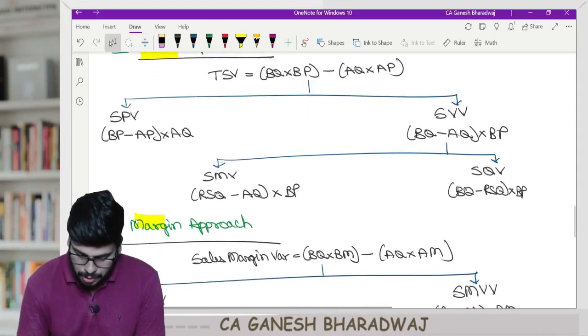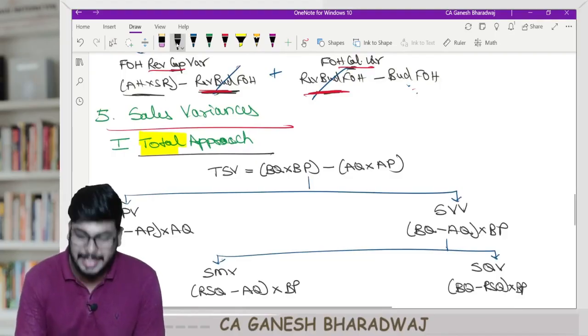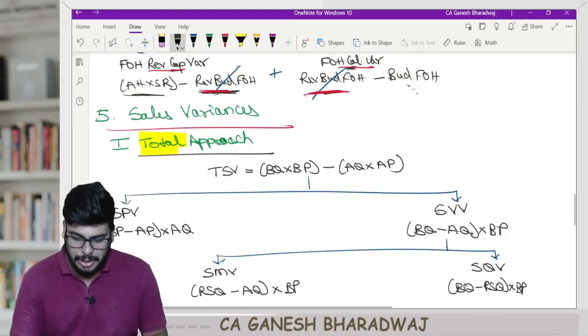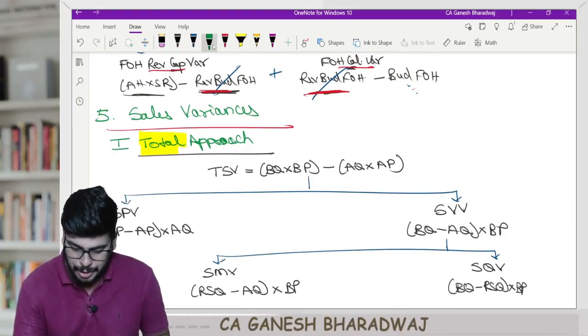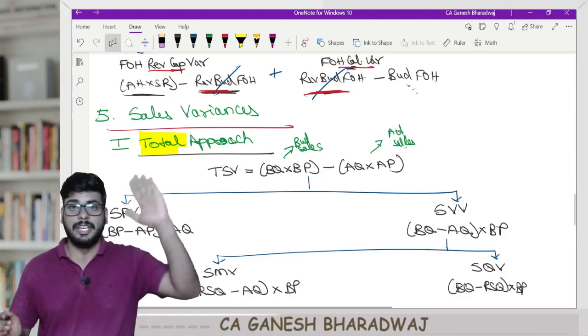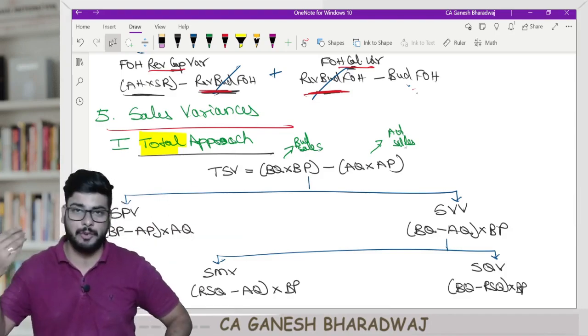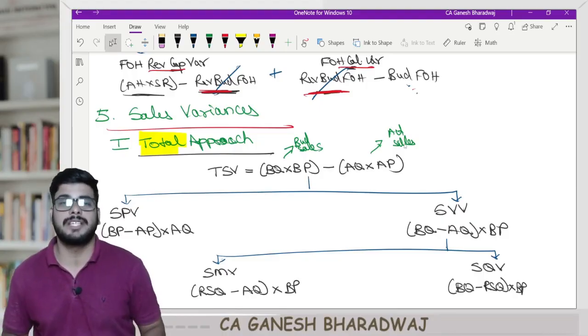The other one is called the margin approach. So what does the total approach stand for? Very simple. This total approach basically captures your budgeted sales minus actual sales. Are you clear with this? Budgeted sales minus actual sales. What is the sales that you should have made? Basically the sales that you budgeted minus whatever sales you have actually made.